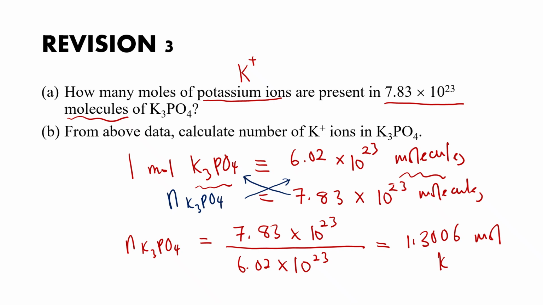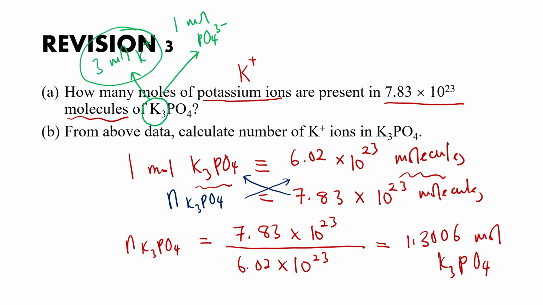Okay, so now kita dah dapat number of mole untuk potassium phosphate. Tetapi we are looking for number of moles untuk potassium ions dalam potassium phosphate. So dalam potassium phosphate okay, mengandungi sebanyak 3 mol K+ dan 1 mol phosphate ion. So bila kita nak cari number of mole untuk potassium ion, so we use the perkadaran iaitu dalam 1 mol potassium phosphate okay, contains mengandungi 3 moles of K+ ion.